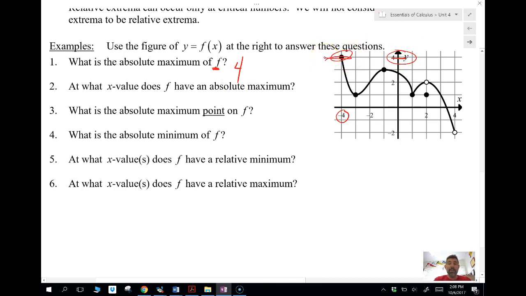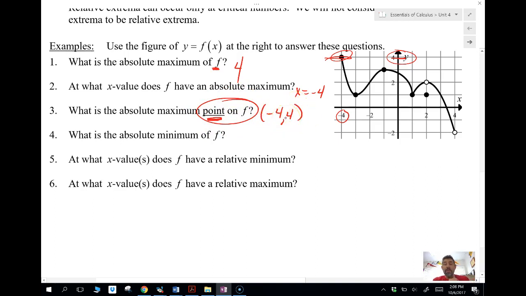At what x value does f have an absolute maximum? Well, we just figured that out. That was x equals -4. What is the absolute maximum point of f? Now we're looking at a point, so we've got to label it as a point: (-4, 4).